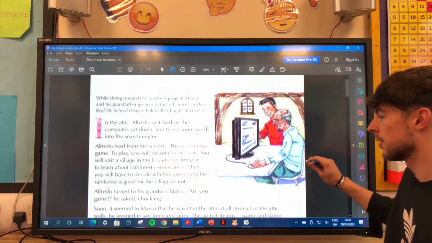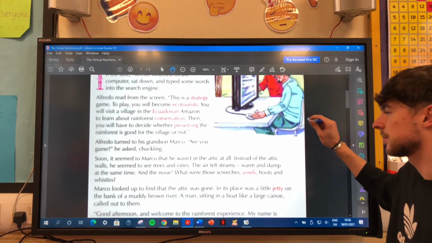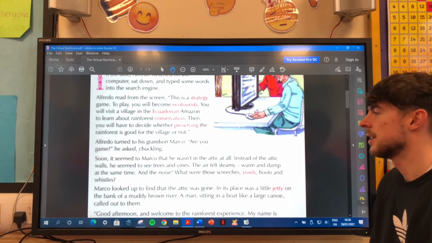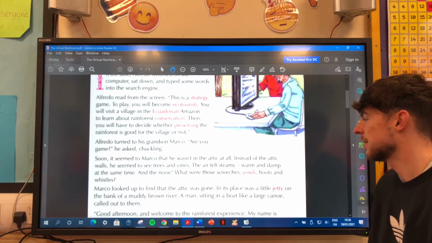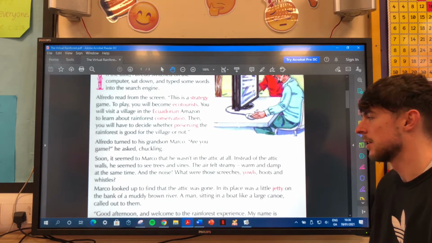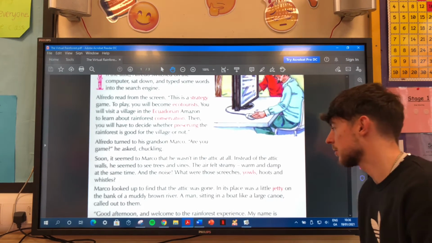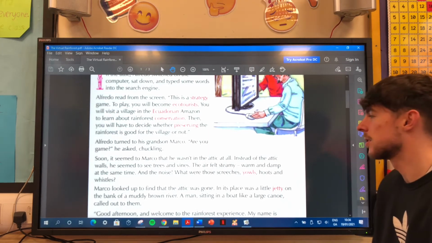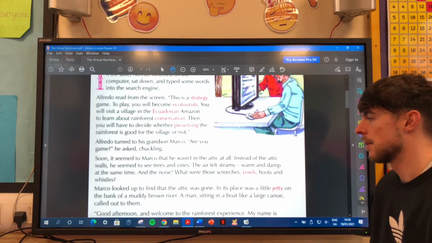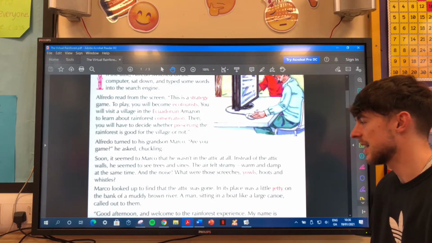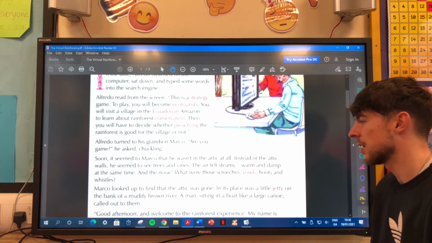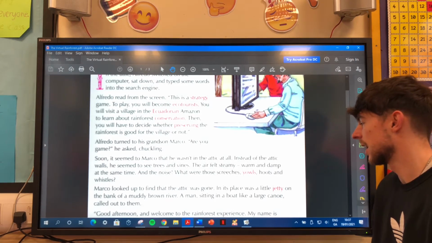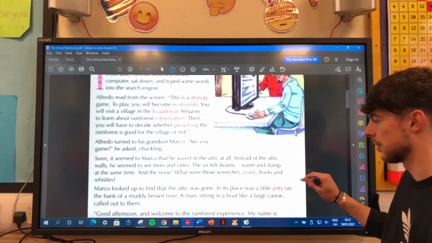Soon it seemed to Marco that he wasn't in the attic at all. Instead of the attic walls, he seemed to see trees and vines. The air felt steamy, warm and damp at the same time. And the noise! What were those screeches, yowls, hoots and whistles? Marco looked up to find that the attic was gone. In its place was a little jetty on the bank of a muddy brown river. A man sitting in a boat, like a large canoe, called out to them.